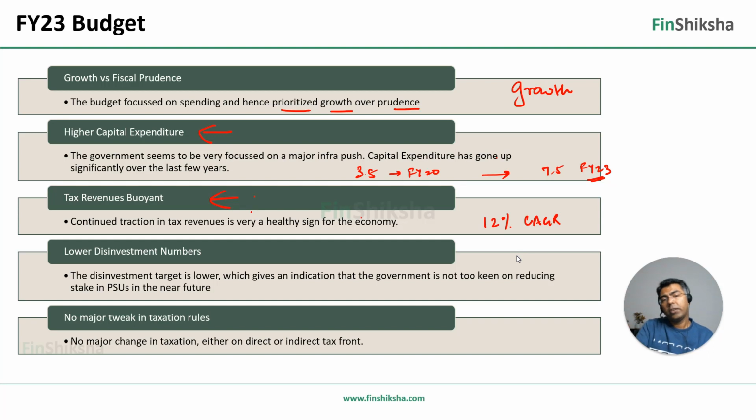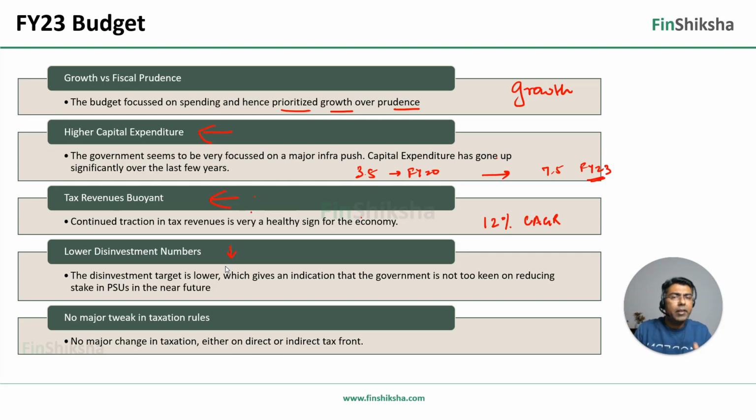Corporate tax CAGR is lower, but that's because we gave a massive corporate tax cut in 2019, and despite that massive corporate tax cut, the corporate tax collections have remained buoyant. They've picked up this year as the economic growth revived and a lot of companies started reporting profits, right? The disinvestment numbers are something that is a little bit of a downer.